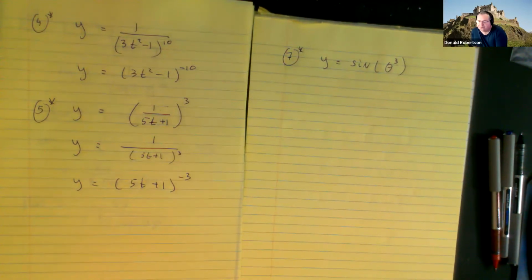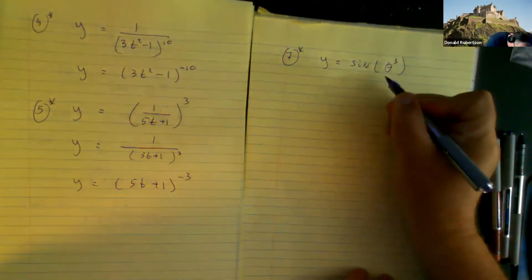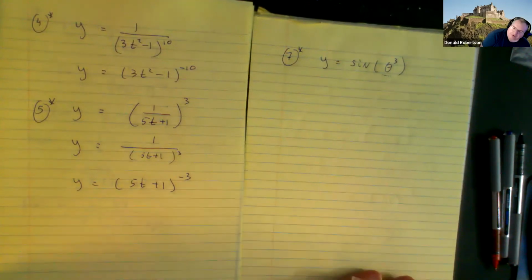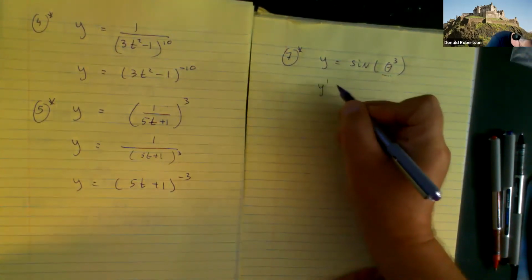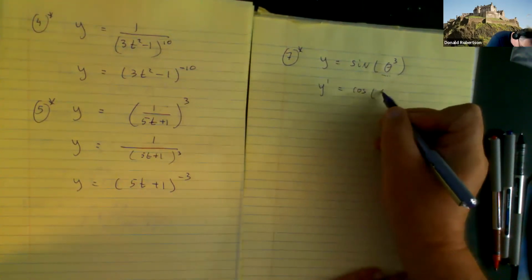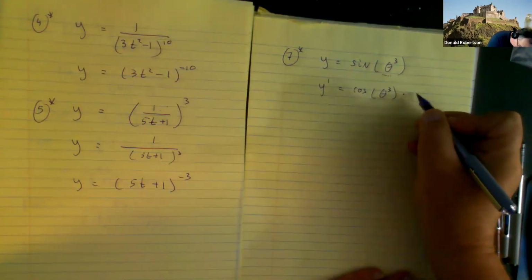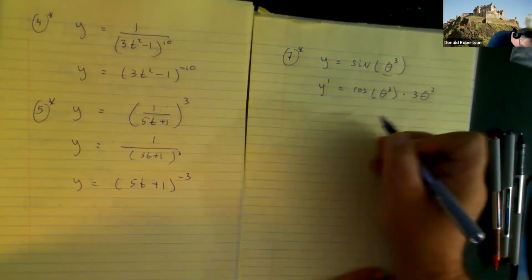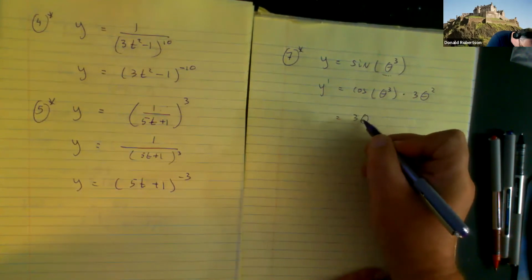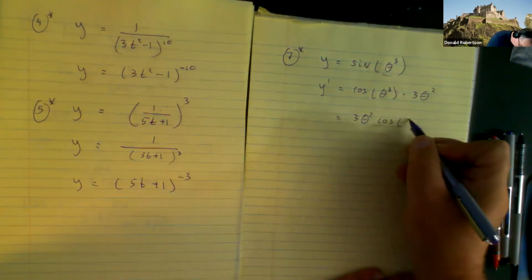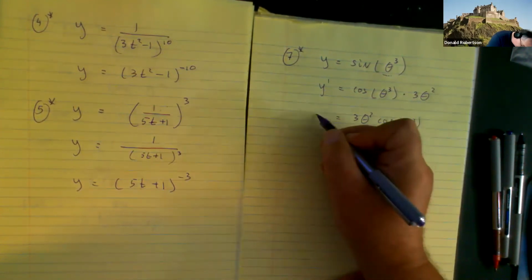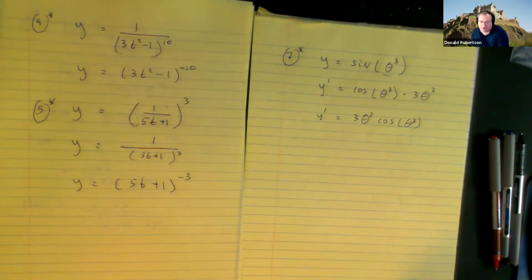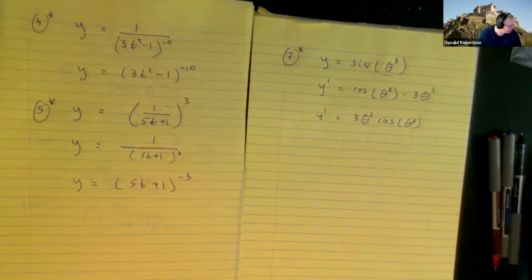How about this fella? He's good to go. Our inside function is theta cubed. So the derivative will be the cosine of the inside function times the derivative of the inside function. Some questions are just easy, right? Didn't need algebra. Pretty much good to go. That's great. Use it.